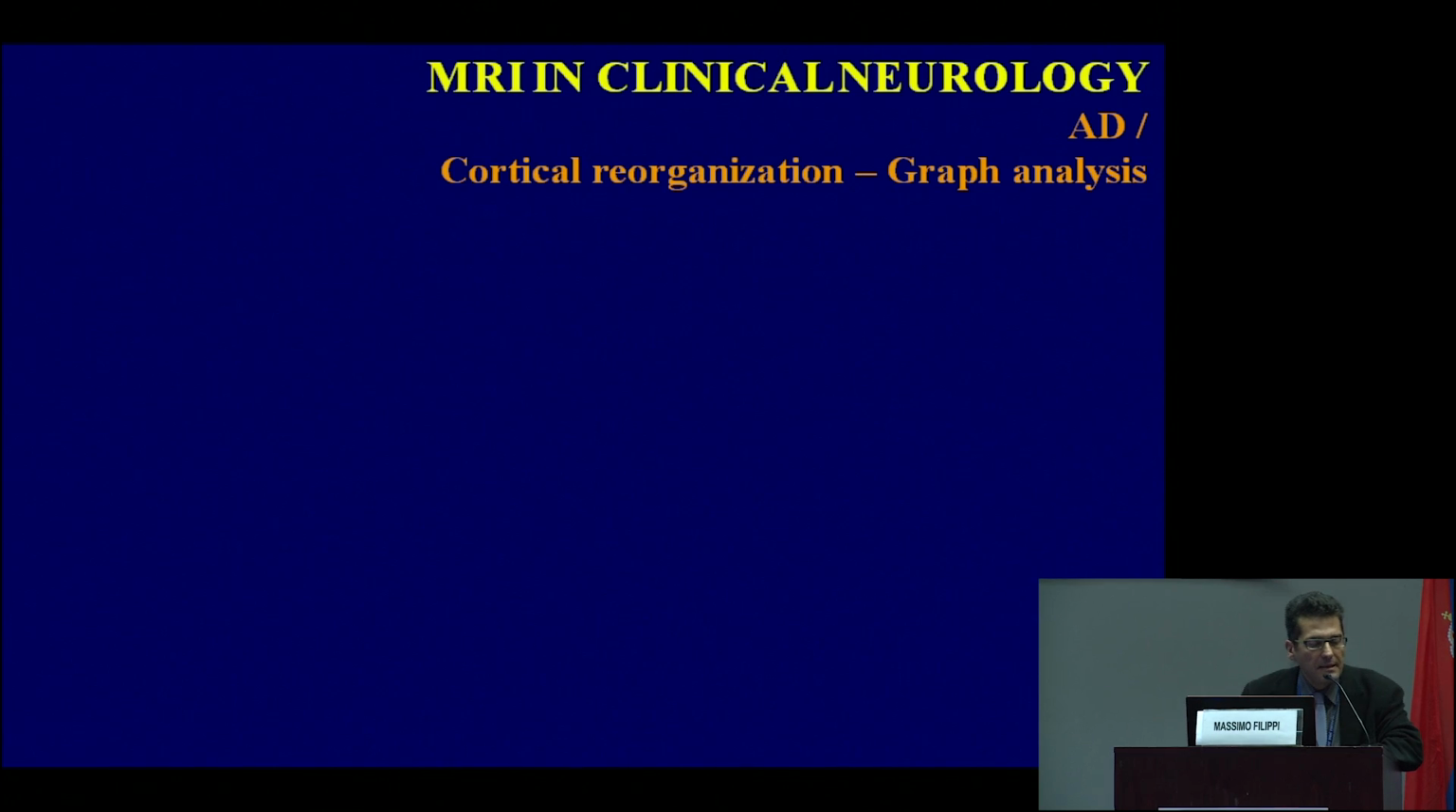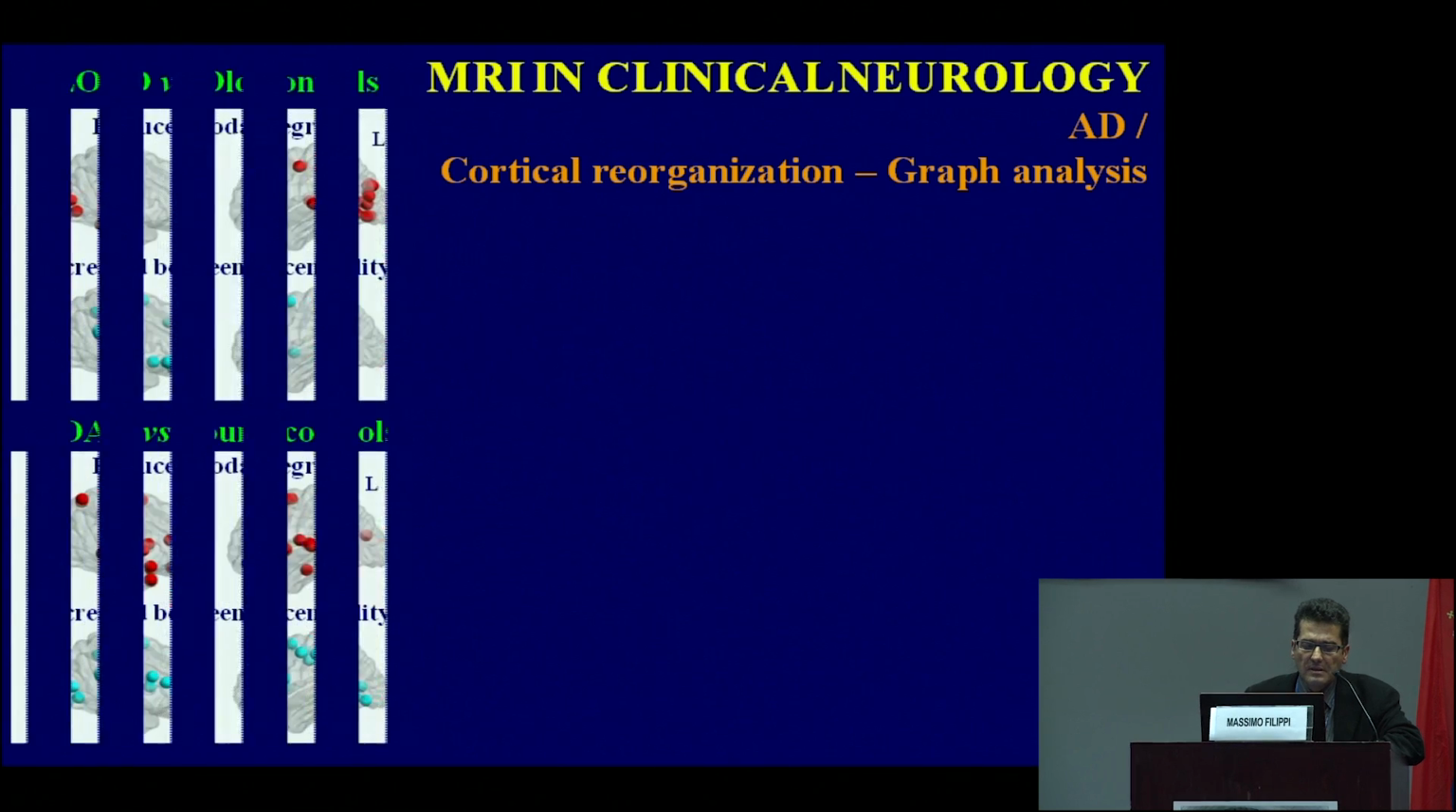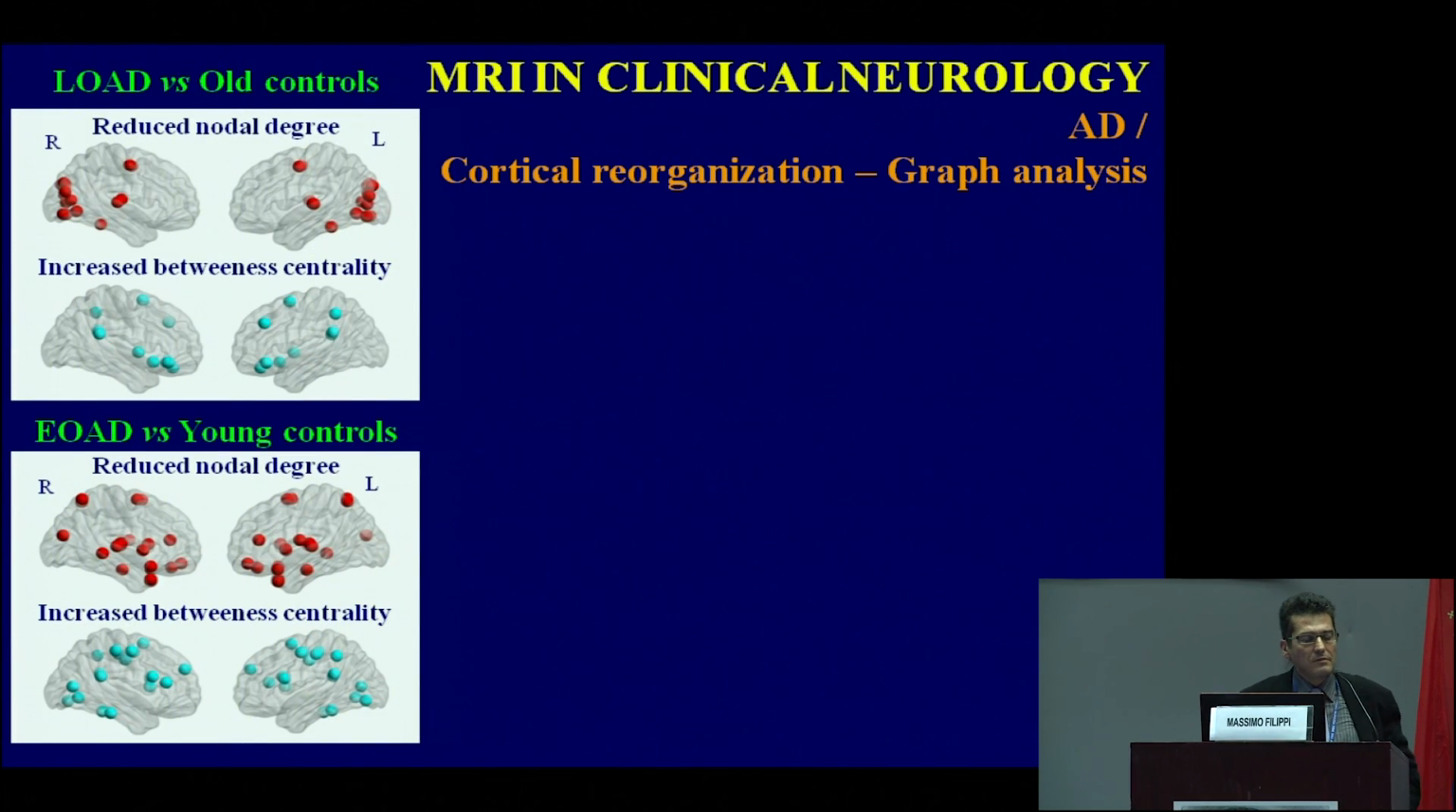We did some graph analysis in patients with Alzheimer's disease as well, and these are the connections that you can see in different nodes of the brain in patients with typical Alzheimer's disease compared to old controls. There is a typical reduction of connectivity in the posterior part of the brain, as expected, and an increase of short-range connectivity, perhaps as a compensatory mechanism, in a distributed pattern around the brain.